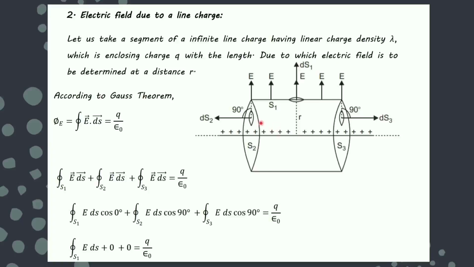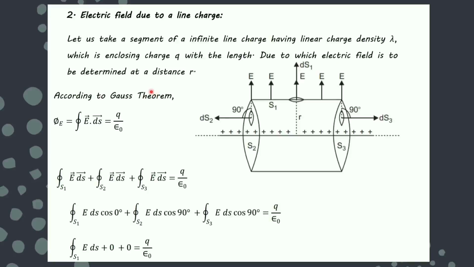Just for simplicity we have taken only 3 paths just to make things clear to you. And r is the distance from the line charge for a given point P. This is the point P. So according to Gauss theorem, electric flux is equal to the surface integral over the closed surface of E dot dS, that is by the definition of electric flux. This is equal to 1 upon epsilon naught times the charge enclosed. This is by the Gauss theorem.